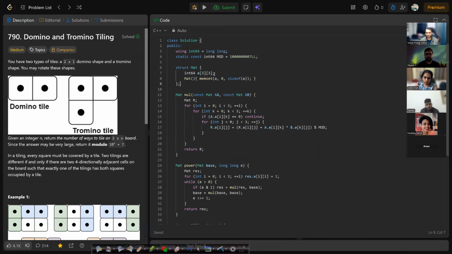So in this case, I have to take a 3 by 3 matrix, obviously. I have already hard coded it, because before solving any matrix exponentiation, you must have the magic matrix with you.